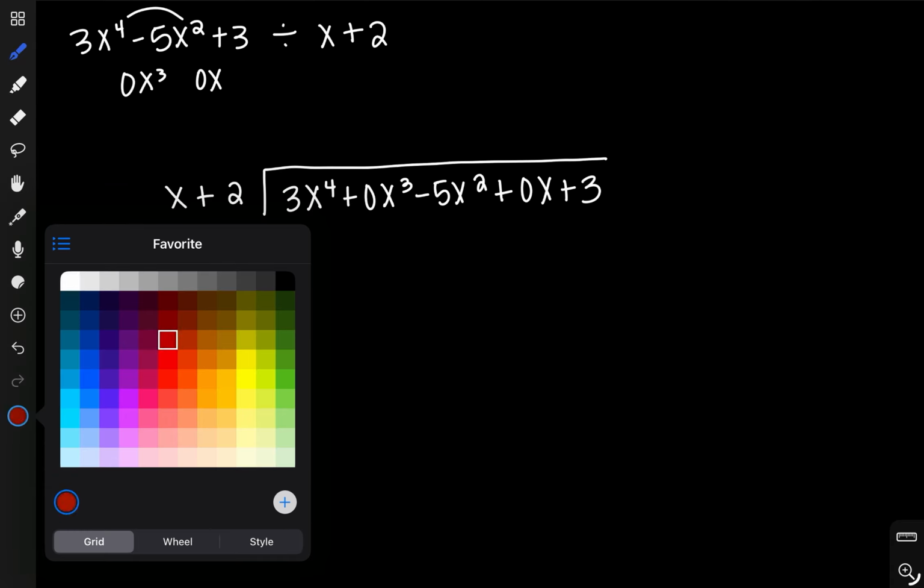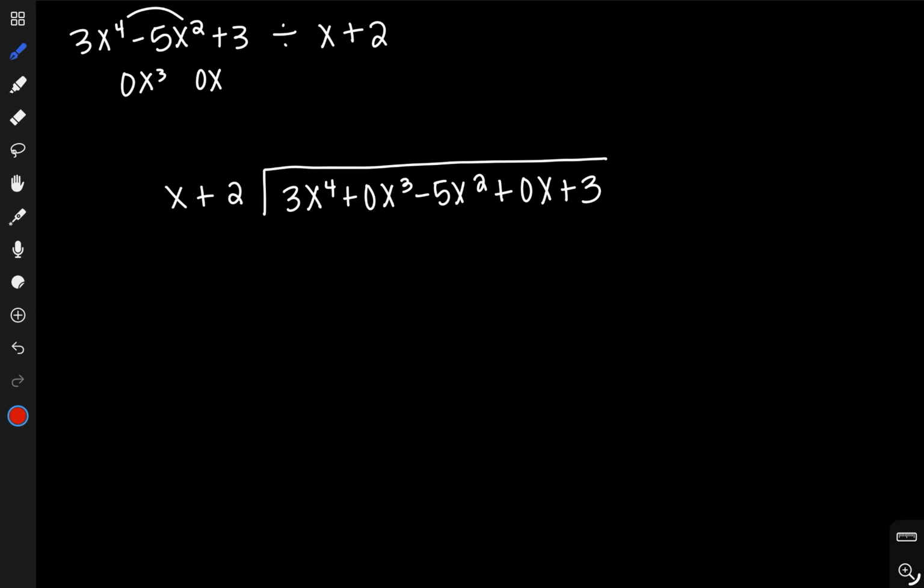And then we're going to start by dividing the two initial terms. Up here we're going to do 3x to the fourth over x. We know that when we divide exponents, we subtract them. So we do 4 minus 1 because this is a 1, so it's going to be 3. So it's going to be 3x to the third. We want to put it on top of this one. You don't have to, but it's just easier. 3x to the third.